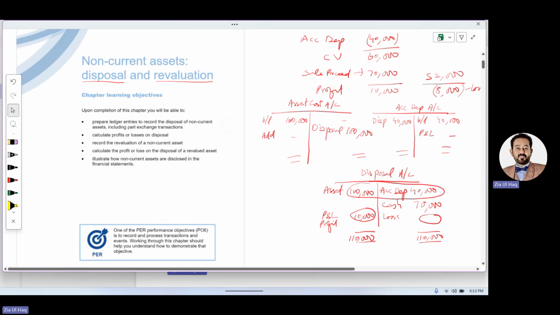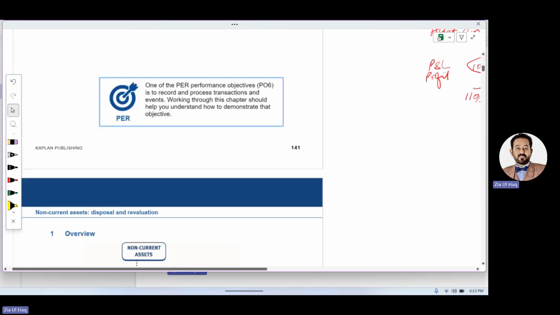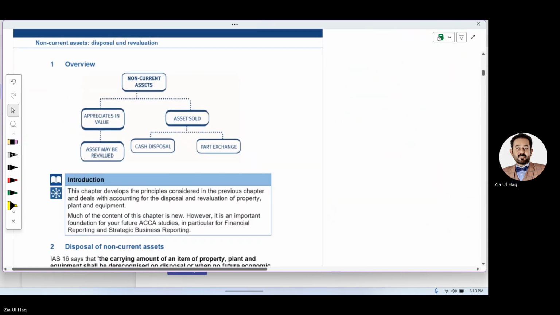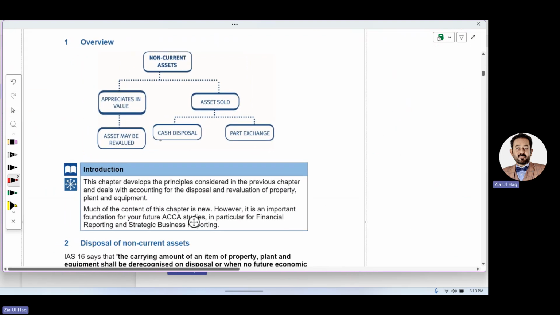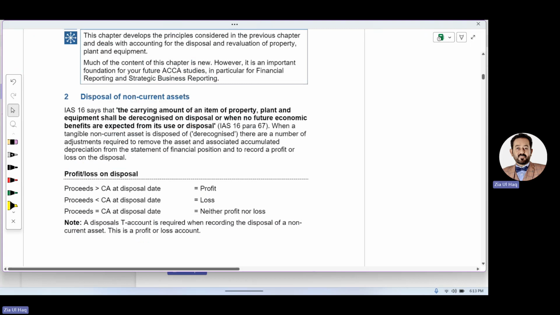Let's discuss these first, then we will move towards what is exchange. Disposal of an asset is of two types: either cash disposal, meaning we are selling the asset, or part exchange, meaning exchange of an asset. On disposal of non-current assets, the carrying amount of an item of property, plant and equipment shall be de-recognized. We need to eliminate the cost account when no further economic benefits are expected from its use or disposal.